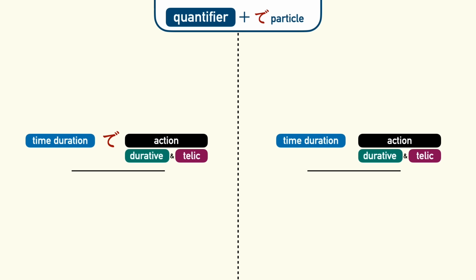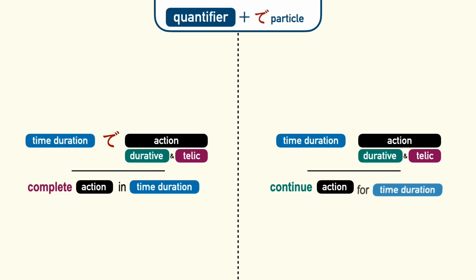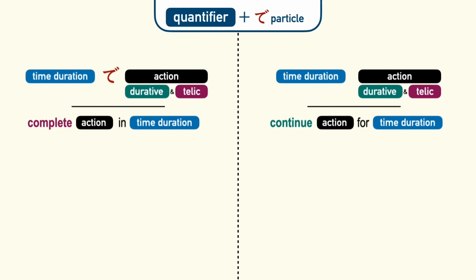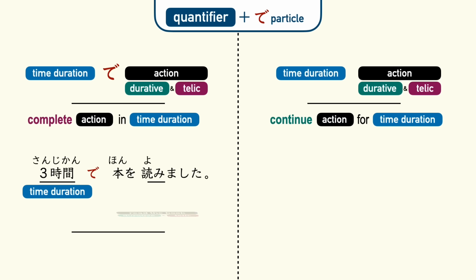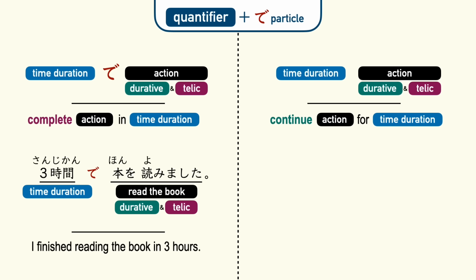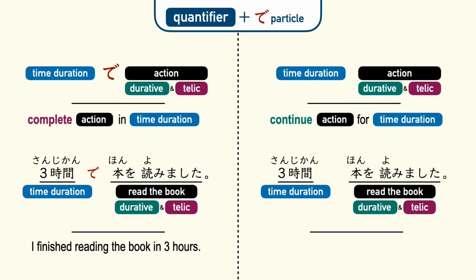So, to sum it up, when durative and telic actions are used with a time duration, they can mean two different things. Time duration plus de plus action means the action was completed within that time duration. Time duration plus action without de means the action continued for that time duration. 3時間で本を読みました. I finished reading the book in 3 hours. 3時間本を読みました. I read the book for 3 hours.